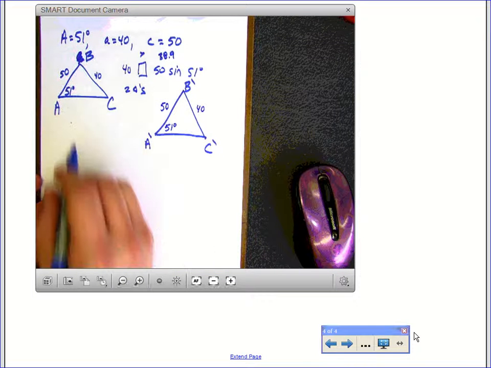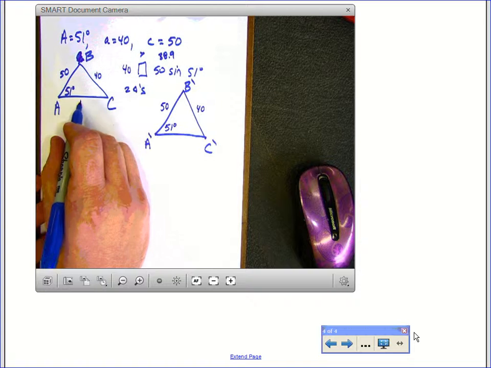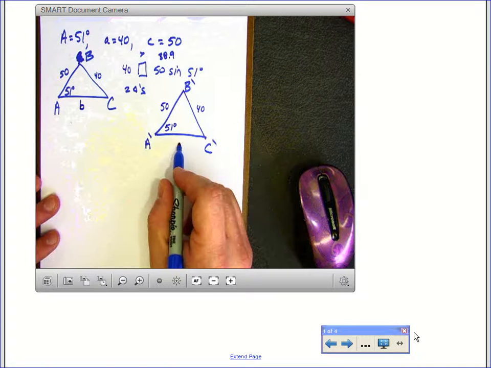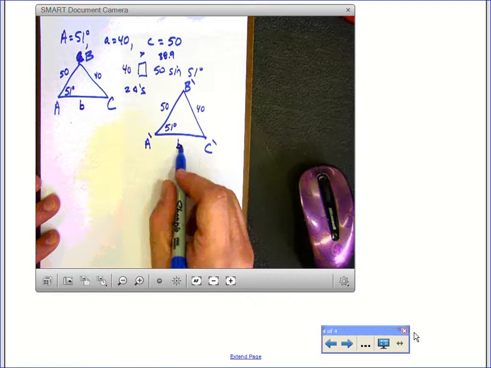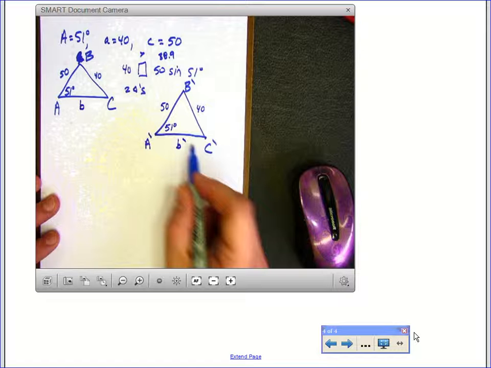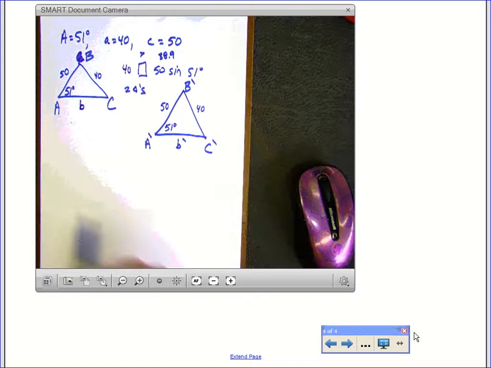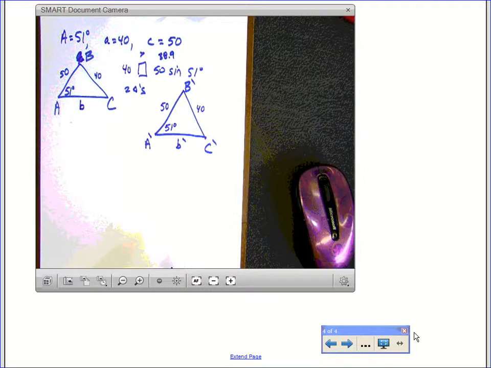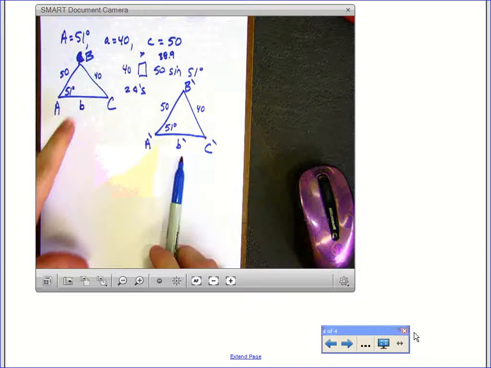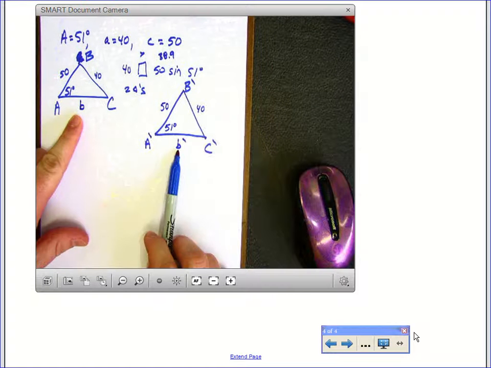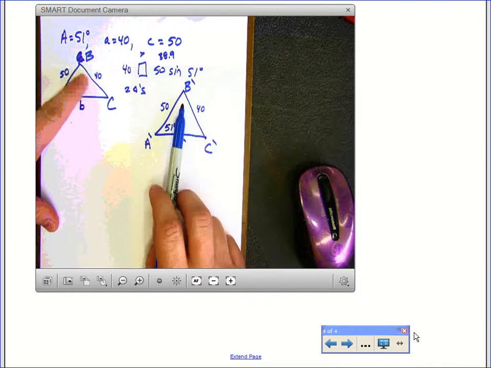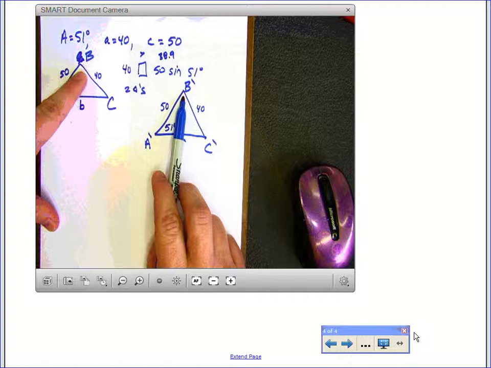Now, the information that's given is still the same, but everything else is going to be different. Over here, what was the side that's missing here? Yeah, little b. And so I'm going to call this one over here little b prime. Everything else is going to be different. Little b and little b prime are not going to be the same thing. Angle B and angle B prime are not going to be the same thing. They're going to work out different.